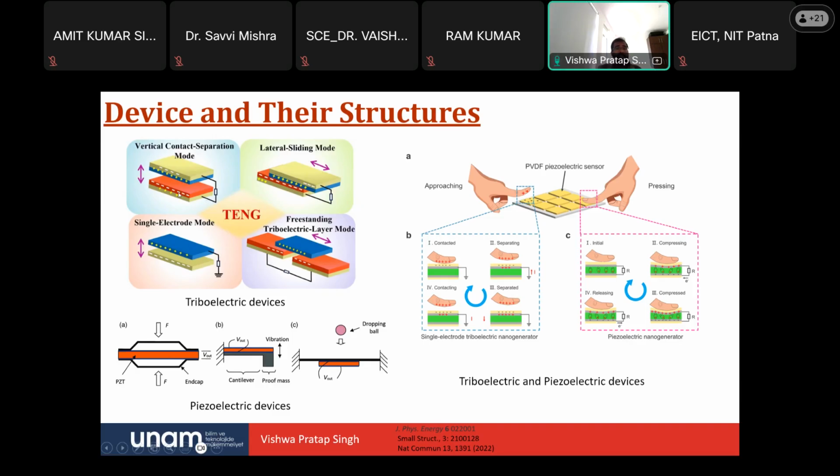Another case: the contact separation mode has two electrodes, and another way is the single electrode. You don't always need to use this positive tribo material. You can directly use a tribo negative material, and with your hand, because your hand is highly tribo positive, it can deliver electrons easily. So in case of PVDF, we have a tribo negative material here.